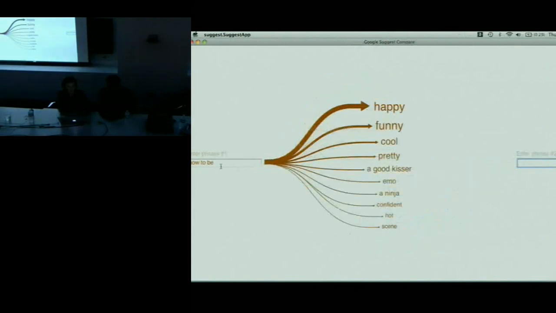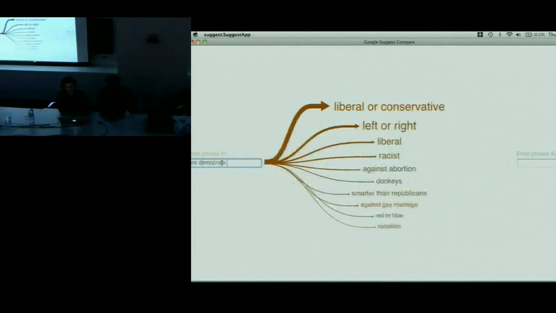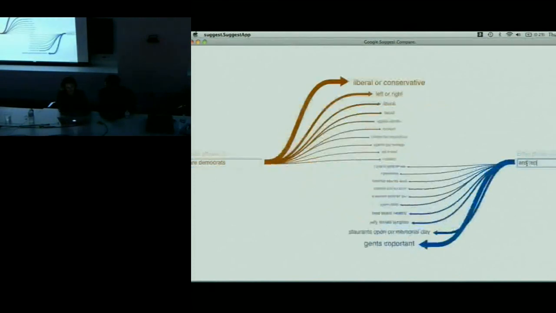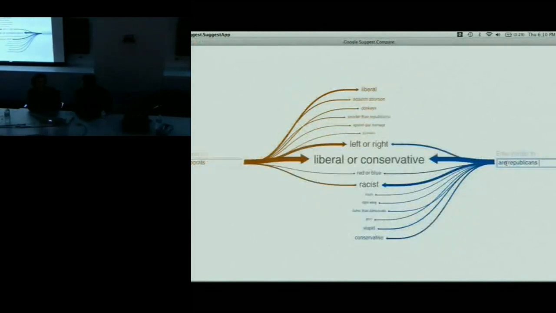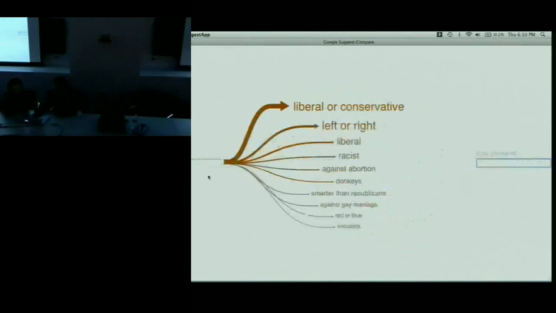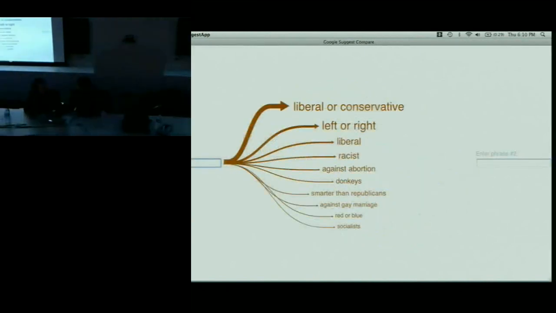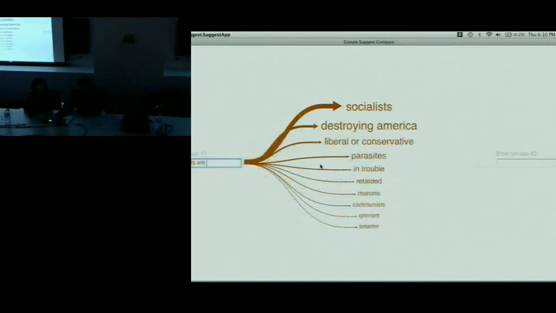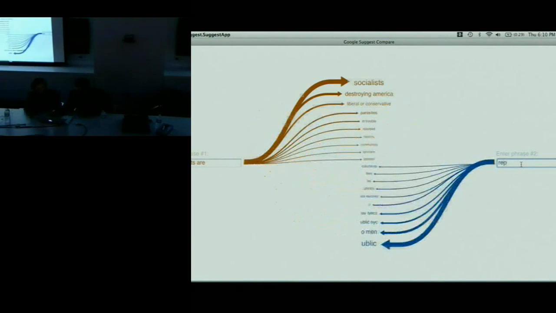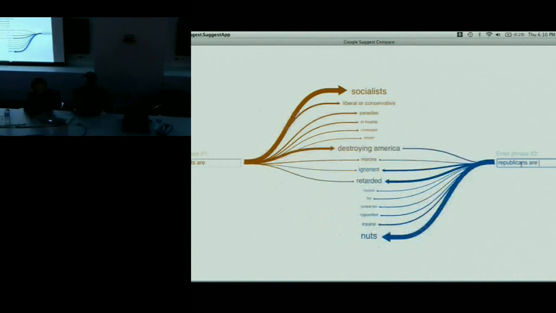Because no demo is complete without politics, we can now ask, "are Democrats" versus "are Republicans?" And you get a sense of the confusion around. But there are things that we can look for, points of disagreement or agreement here. We can say "Democrats are" and "Republicans are," and there's where their paths cross.